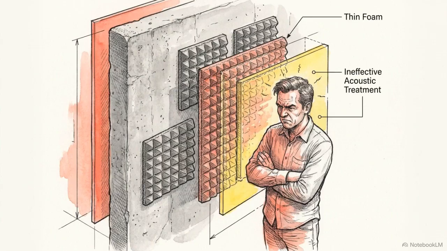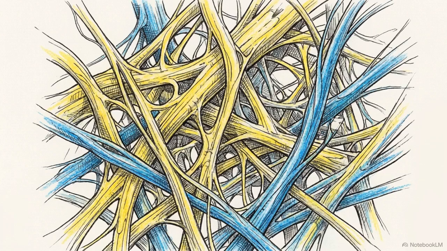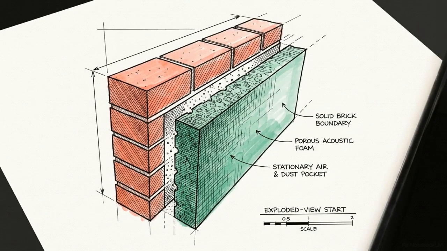This anatomical fracture of the wave explains why gluing cheap, porous foam flat against your walls does absolutely nothing for bass. Fibrous absorbers work by causing moving air particles to rub against their threads to create friction. If the air velocity at the wall is zero, there is simply no movement to absorb.